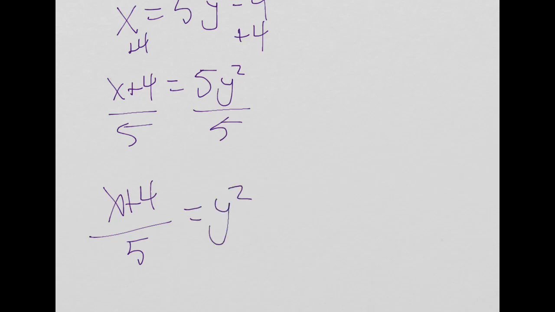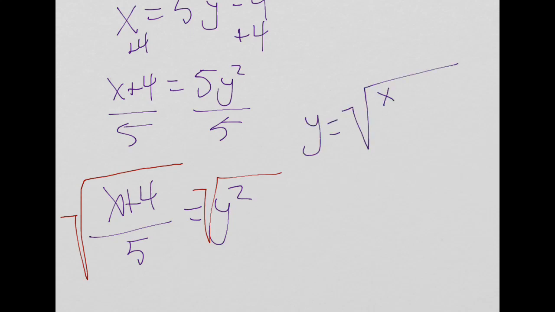Well, last step, we have y squared and we want y, so take the square root of both sides. Now notice, on the left, I'm taking the square root of everything that is currently there. So that x plus 4 divided by 5, that whole thing is underneath the square root sign. Last step, just rewrite this. Y equals the square root of x plus 4 divided by 5. And we're done. That's our inverse function.